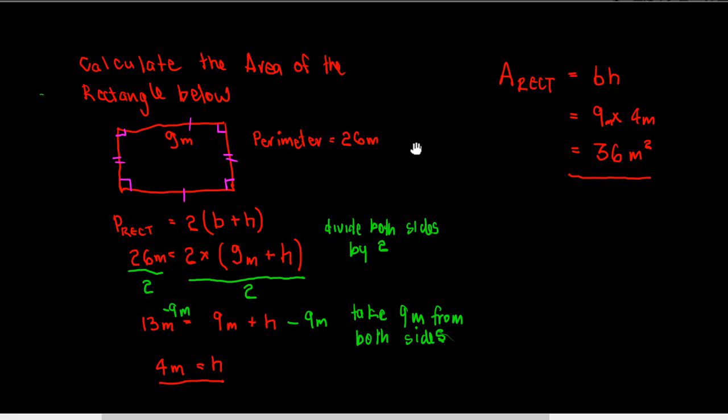Yeehaw. Alright, so now area of a rectangle formula equals b times h. We already knew what base was, 9 meters. We worked out what the height was, 4 meters. 4 times 9 is 36. Meters times meters, meters squared. 36 meters squared, area of that rectangle. And all we knew was the length of one side and the perimeter. Pretty clever, I think.